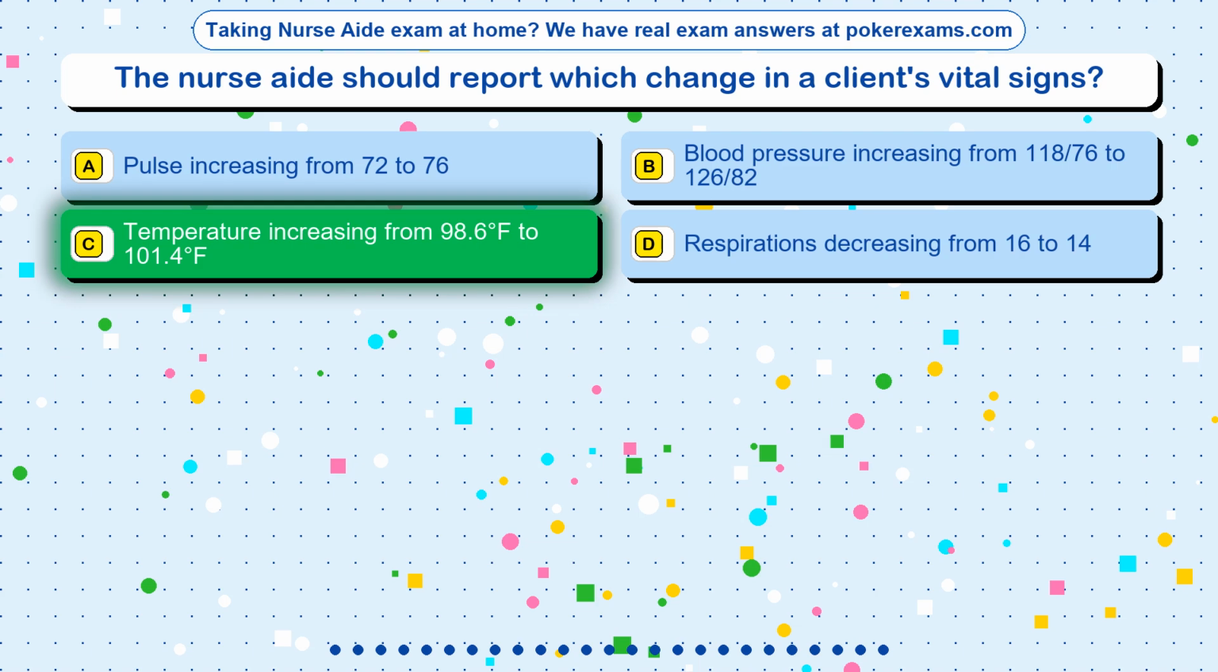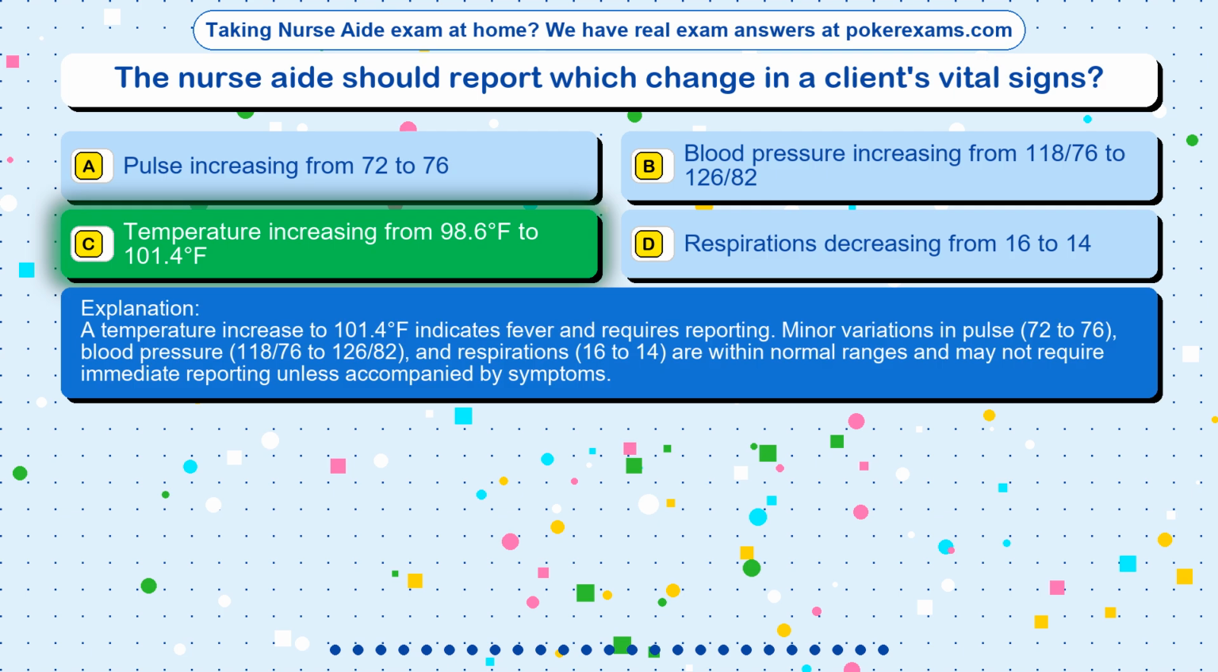The correct answer is option C. Temperature increasing from 98.6 degrees Fahrenheit to 101.4 degrees Fahrenheit. A temperature increase to 101.4 degrees Fahrenheit indicates fever and requires reporting. Minor variations in pulse, 72 to 76, blood pressure, 118/76 to 126/82, and respirations, 16 to 14, are within normal ranges and may not require immediate reporting unless accompanied by symptoms.